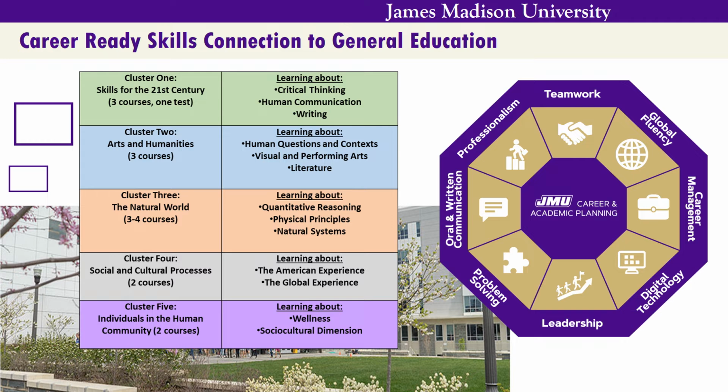Now, these skills that you're learning through the gen ed curriculum also tie to career readiness skills, and the Office of Career and Academic Planning has this graphic on the right that shows you problem solving, leadership, digital technology, and how these different areas match up to what you're learning in general education. So the things that you're picking up in your first 2 years through general education are really laying that groundwork for you as a student to be successful not only in your upper division classes that you may be completing as a sophomore, junior, and senior, but also as you transition out of university as well.